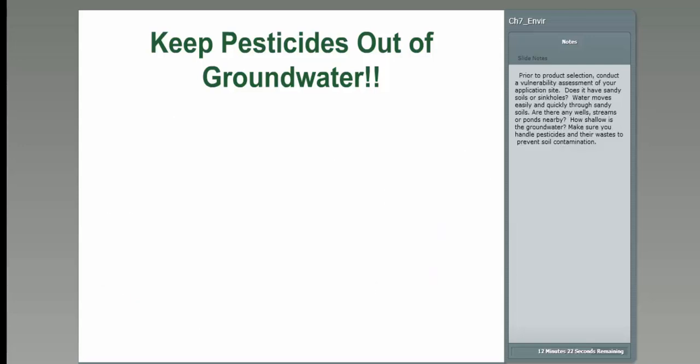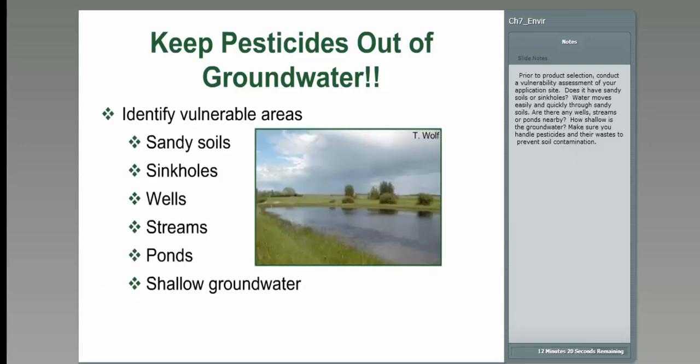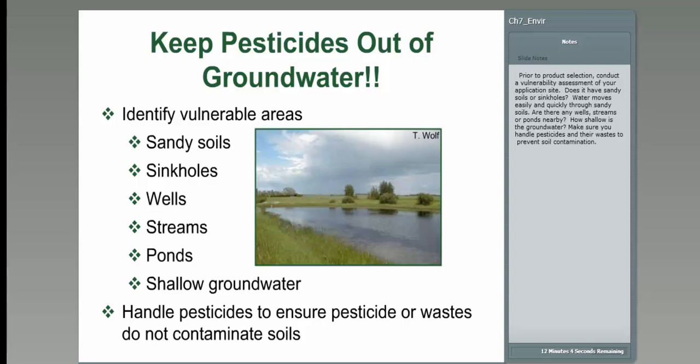Prior to product selection, conduct a vulnerability assessment of your application site. Does it have sandy soils or sinkholes? Water moves easily and quickly through sandy soils. Are there any wells, streams, or ponds nearby? How shallow is the groundwater? Make sure you handle pesticides and their wastes to prevent soil contamination.